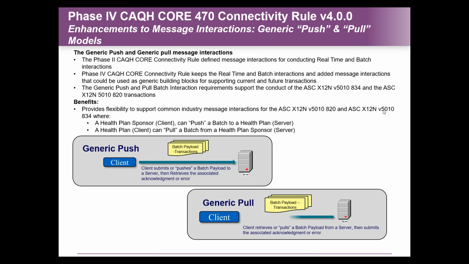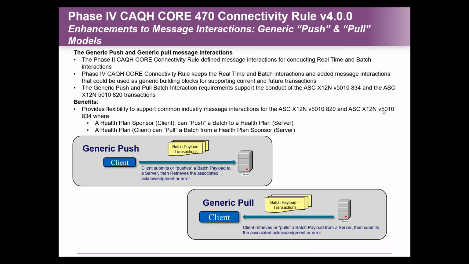Now for the push and pull interactions that we're showing here, we do have detailed diagrams, similar to the batch and the real-time. You can find those in the core connectivity rules for both of these interactions. These two interactions support the 820 and 834 transactions.